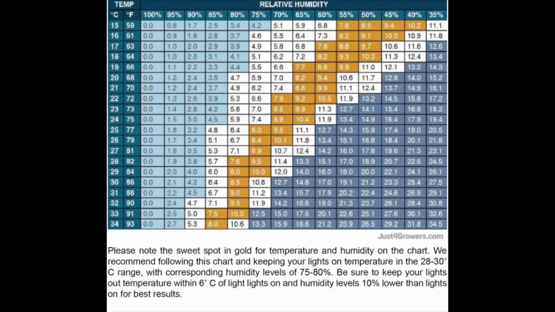So the VPD chart is pretty cool to keep in mind. The only time I take it out of consideration is the final couple of days before chop down, when I'm really bringing the humidity down low, and then it goes back up to about 65% when I'm drying.